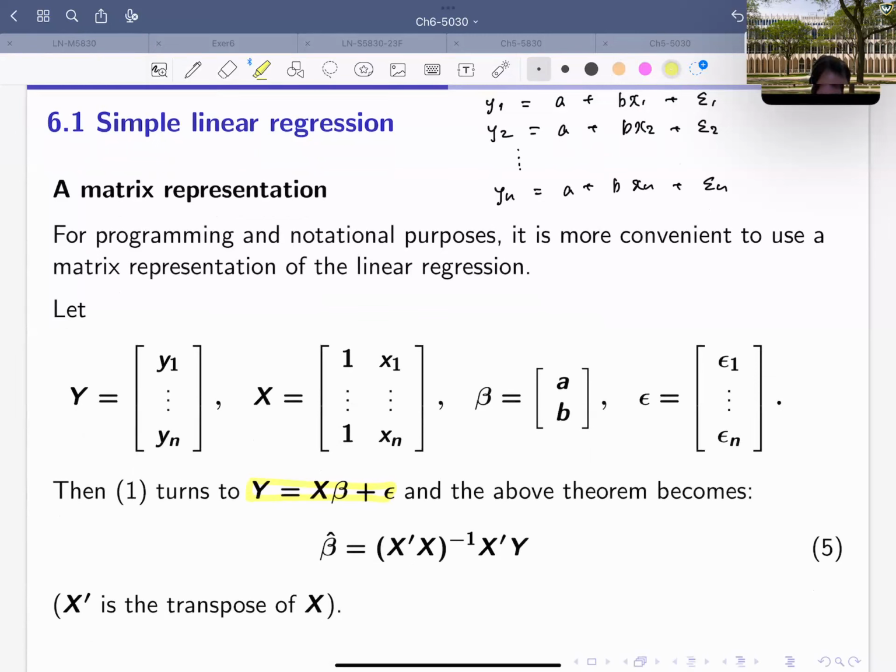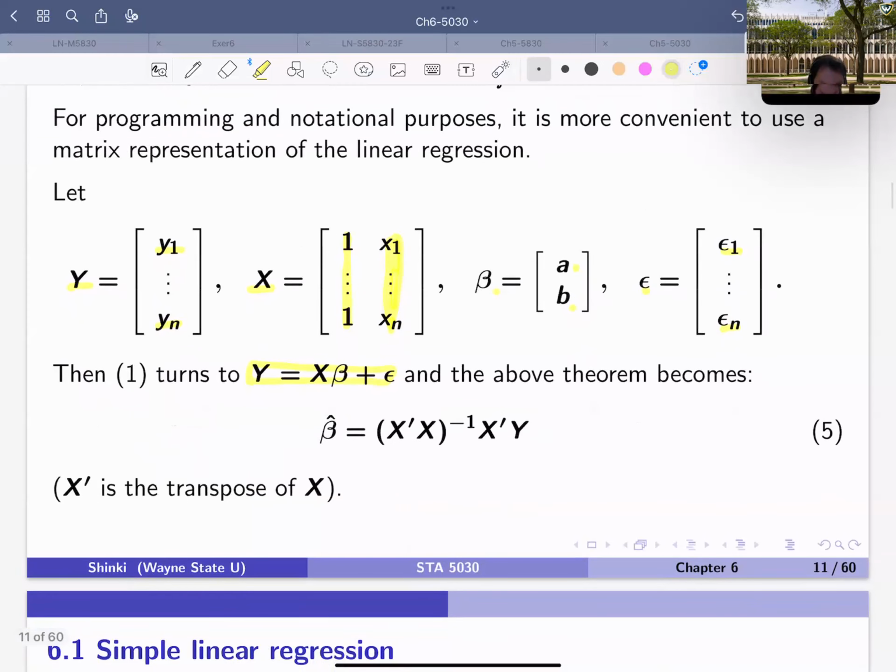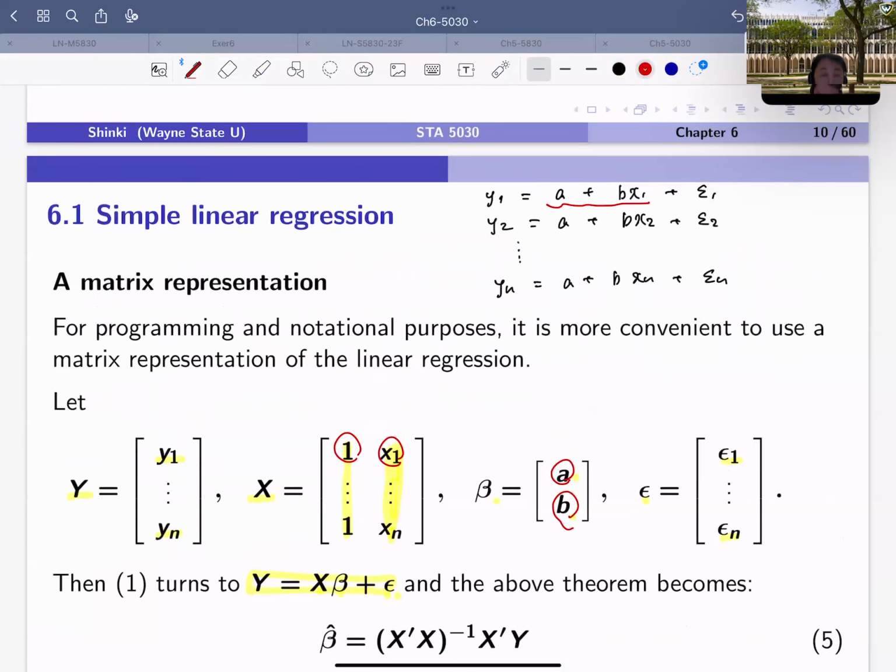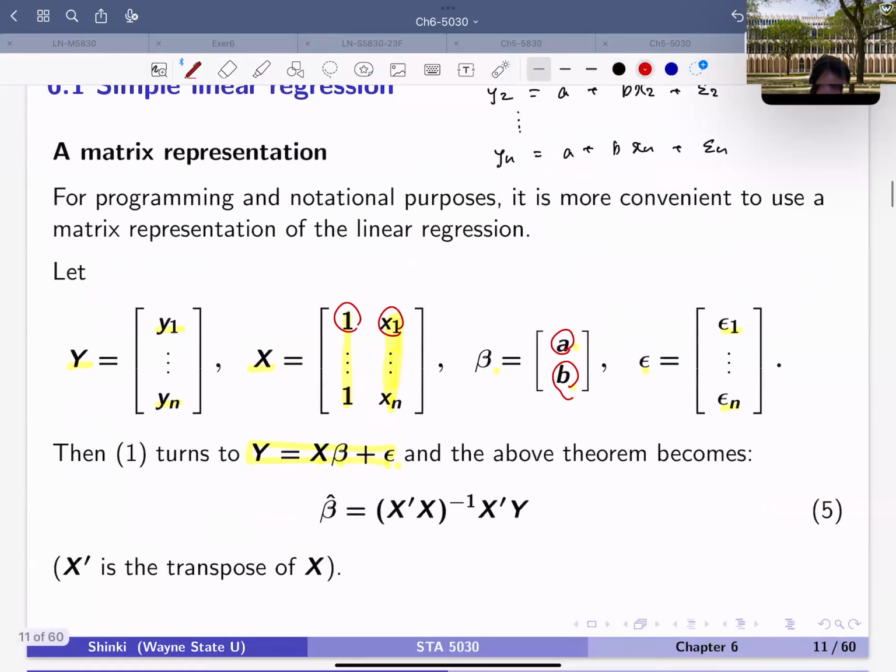Here, y is a vector of y1 to yn, and X is a matrix of a vector of ones and the vector x1 to xn. Beta is the vector of two elements, a and b, and epsilon is a vector of epsilon 1 to epsilon n. In this way, y is equal to x beta plus epsilon. You can see the product of x and beta gives 1 times a plus x1 times b, that is, a plus b times x1. So we can write it in this way.